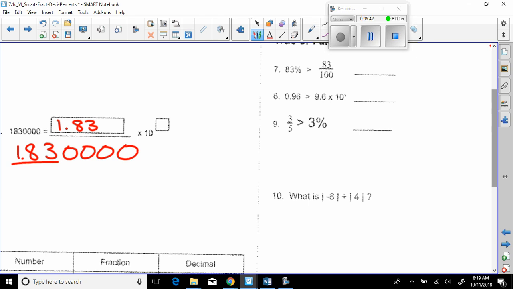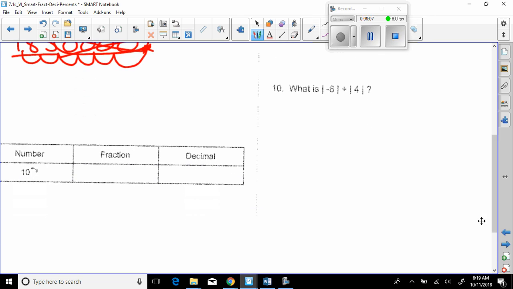So on a whole number, the decimal point is always going to be at the end. So now we count 1, 2, 3, 4, 5, 6. So it is to the 6th power. Now I notice a lot of people are putting the 4th power because there's 4 zeros, but that's not the case. You have to count how many places you're moving the decimal point.